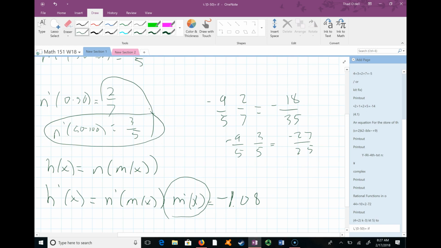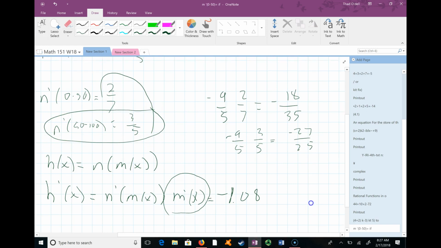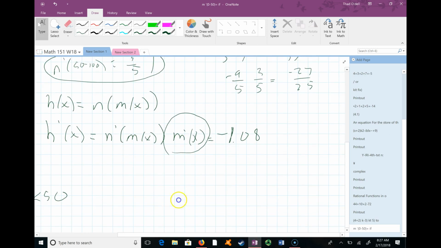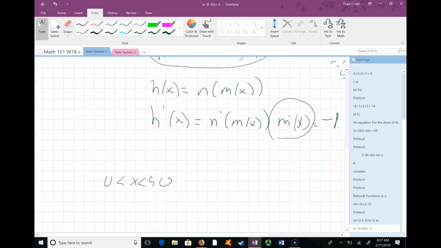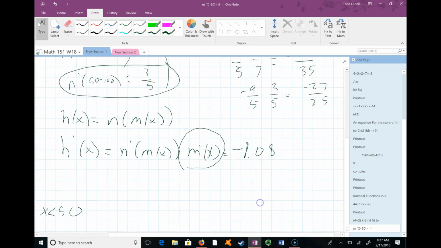So we want m prime to have 50 through 100 in it, which seems impossible at first because of this. But remember, what's going into m prime is m of x. So that means we want m of x to be greater than 50, but less than 100.